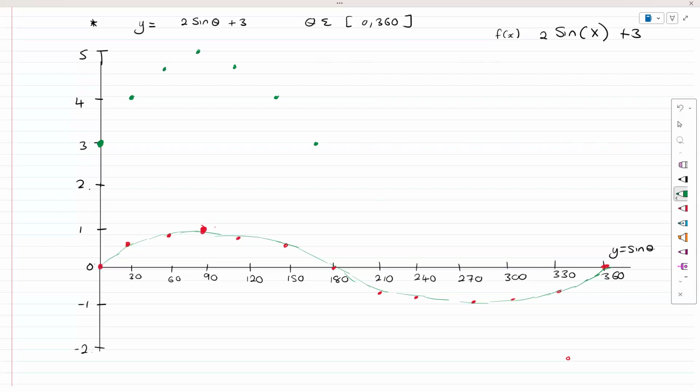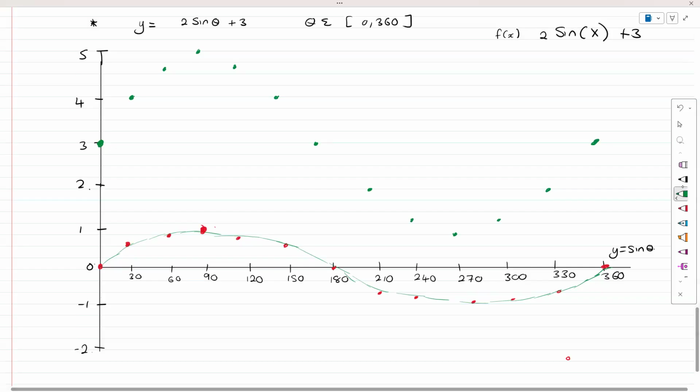180 and 3. Okay, cool. Now 210 should be 2. 240 should be 1.27. 270 would be 1. 300 would be 1. Okay, we're going back there. We're going back there. And we're going back there.